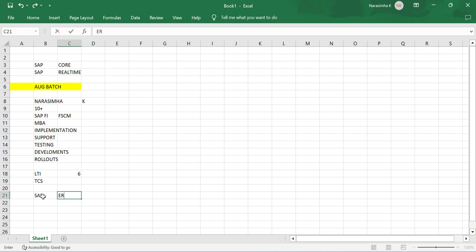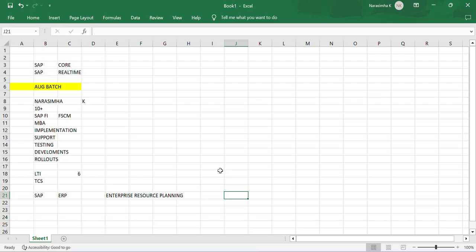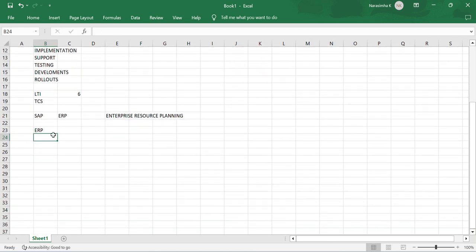SAP is an ERP package. What is ERP? Enterprise Resource Planning. This is the abbreviation of ERP. If you see in the market, there are different types of ERPs available, not only SAP. SAP is one of the ERPs in those technologies.